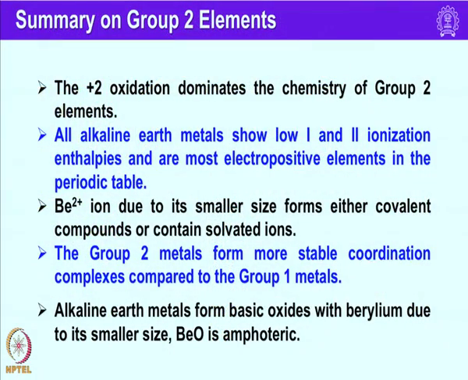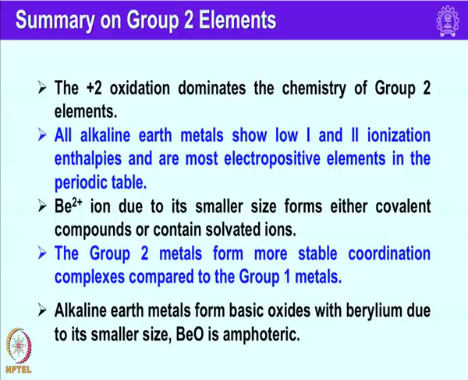So, let me summarize the salient features of the group 2 elements. The +2 oxidation state dominates the chemistry of group 2 elements. All alkaline earth metals show very low first and second ionization enthalpies and are among the most electropositive elements in the periodic table. Beryllium 2 plus, due to its very small size, forms either covalent compounds or contains solvated ions. These features are not seen with the rest of the elements.